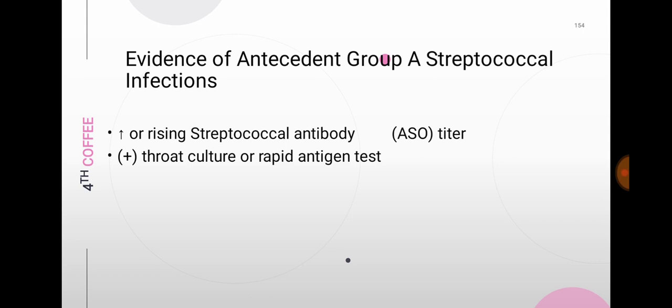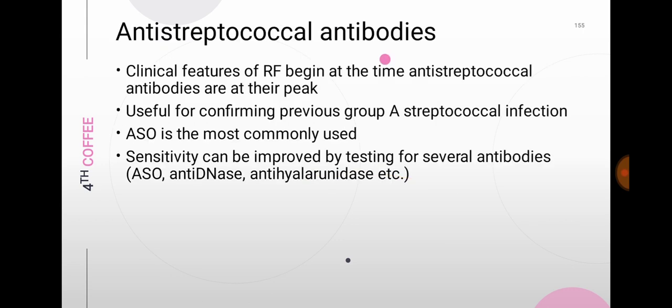So the normal value is around 200. If it's more than 200, that's positive for GAS. It would confirm your diagnosis. However, it would reflect past and not present infection. So this is not useful for those with chronic RHD to know if it's active RHD right now. Okay? So it will be helpful only for studies as well as to diagnose your new RHDs.